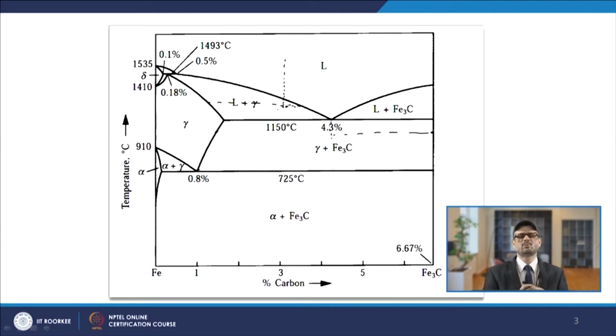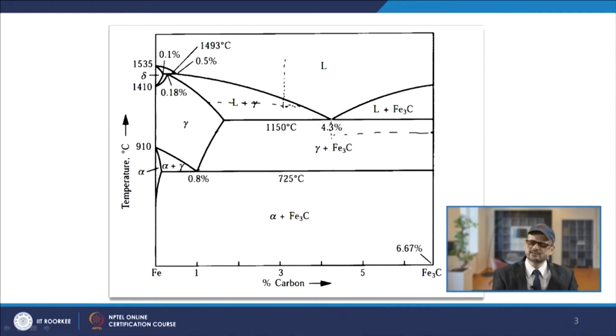Now, this is normally the result of equilibrium cooling, when the cooling is very slow. Otherwise, in the case of actual cooling practice, when the cooling rate is high, you will have the concept of coring developed, that we will discuss later, because there will be a change in the concentration of the constituent as it is being solidified with time. So, there will be change in the concentration as we see.